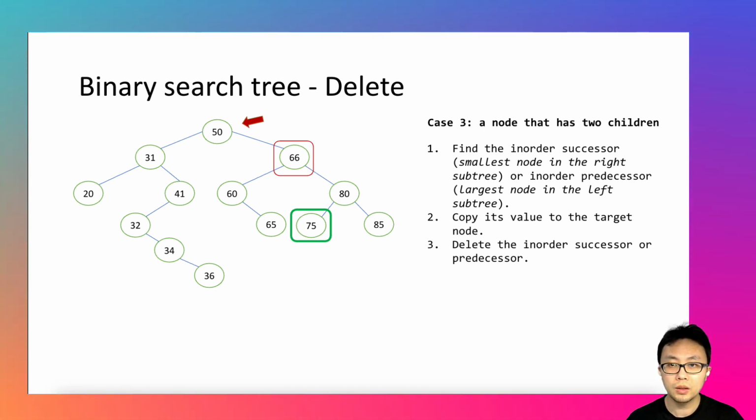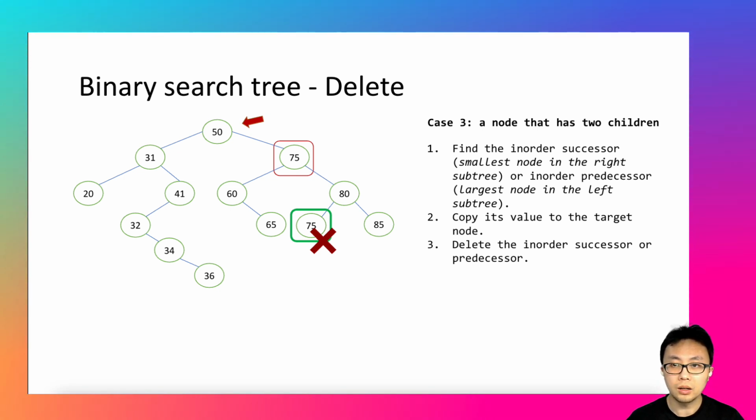In step 2, you will copy its value to the target node, like this. After that, you will go to step 3, which asks you to delete the in-order successor. In our example, that's the node of 75. Since node 75 is a leaf node, deleting it will actually be case 1.